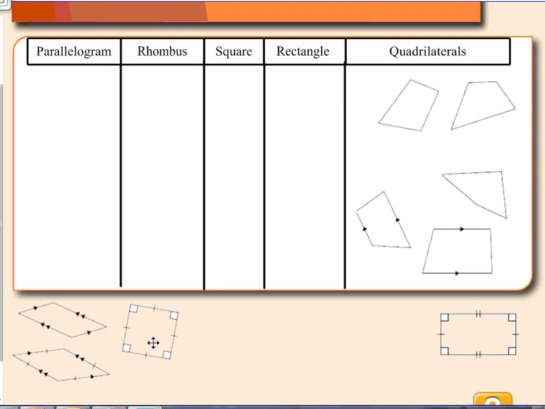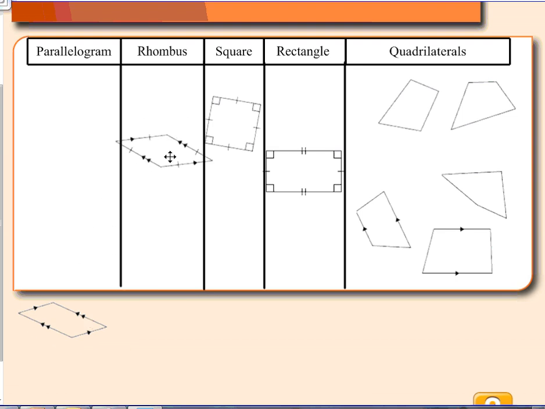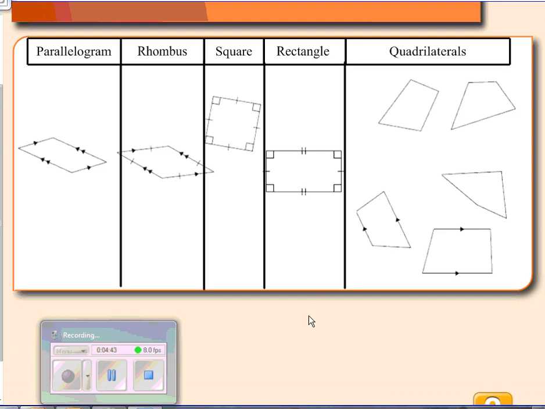From here, we can look at these and we can say, well, this has four sides that are congruent and four right angles. That means it's going to be a square. This one, we see it has four right angles and the opposite sides are congruent. That would be a rectangle. Now here we have all four sides congruent and they're parallel. So we are going to say that's a rhombus. And this last one, we have two sets of parallel lines, that's considered just a parallelogram.